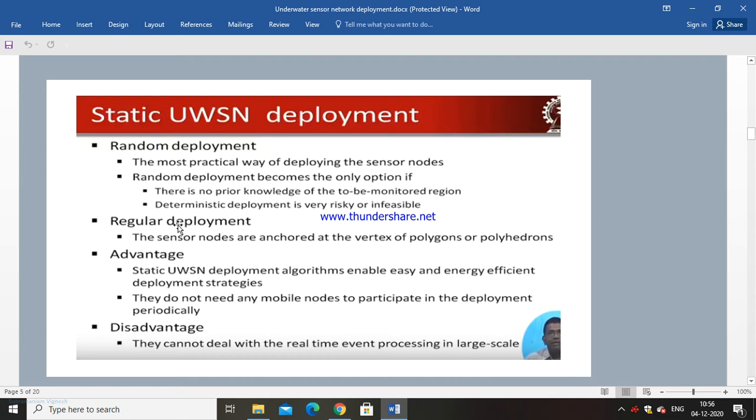Advantages of static underwater sensor network deployment: static deployment algorithms enable an easy and energy efficient deployment strategy. They do not need any mobile nodes to participate in the deployment periodically. Disadvantage: they cannot deal with real-time event processing on a large scale.